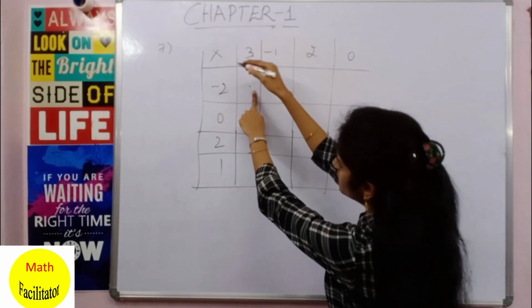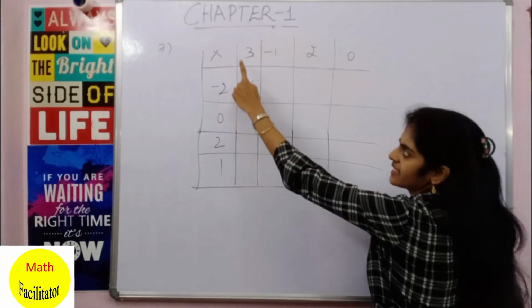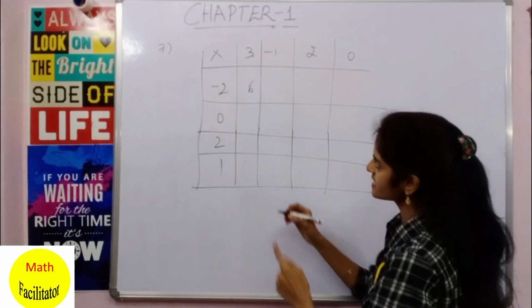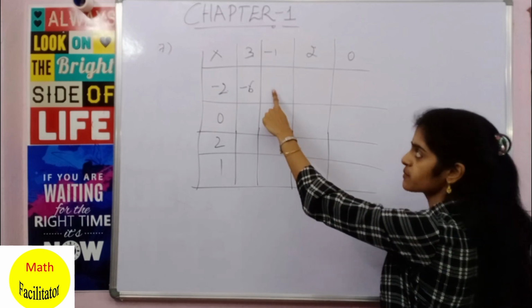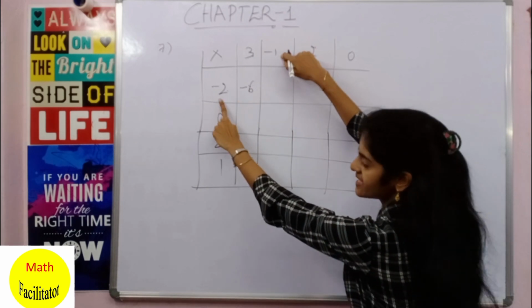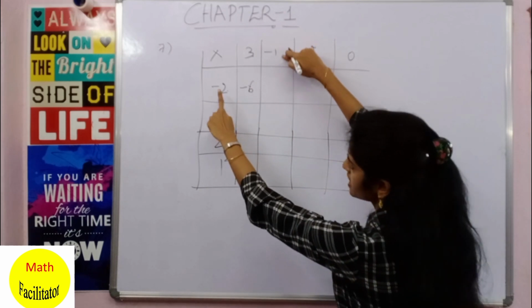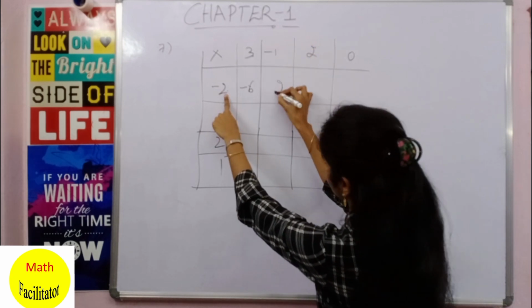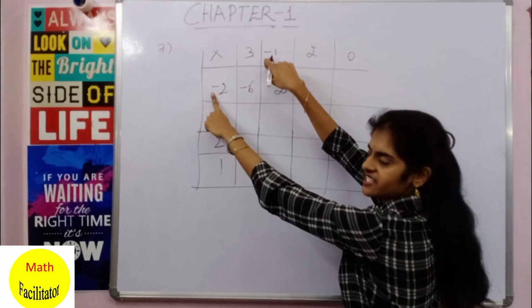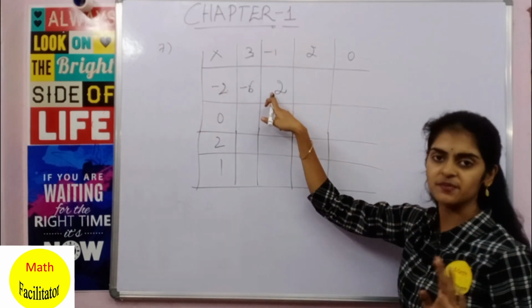So 3 2s are 6, and it is plus 3. So plus into minus, it is minus. Now come to this box. In this box, you should multiply this number and this number. So it is minus 1 into minus 2. First, you will multiply 1 into 2. 1 into 2 is 2, and there are two negative integers. So minus into minus is plus. So it is plus 2.